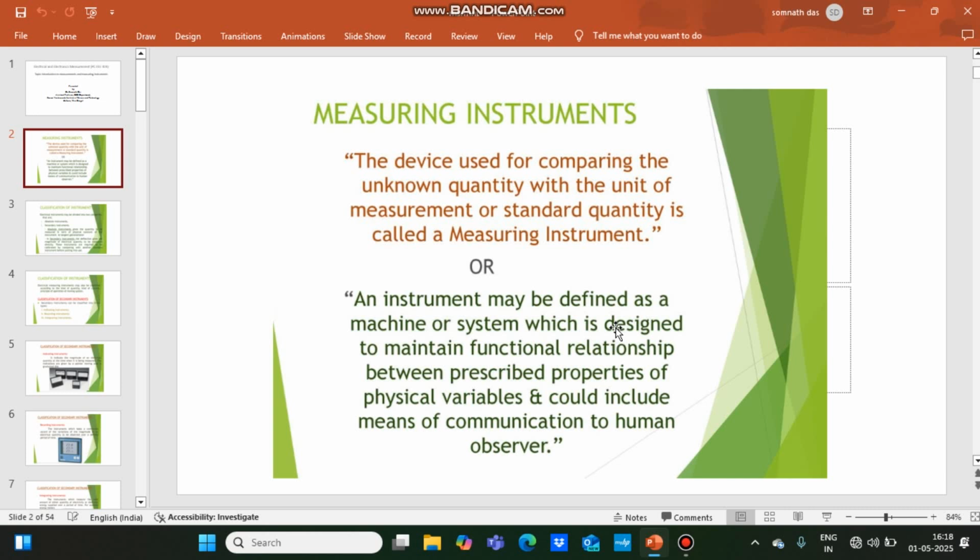So, what is measurement? Measurement is a process or act by which we can compare an unknown quantity with a known quantity.